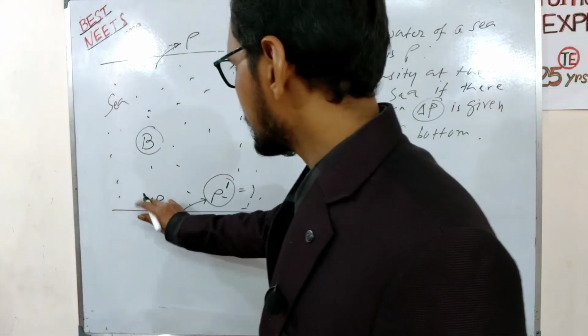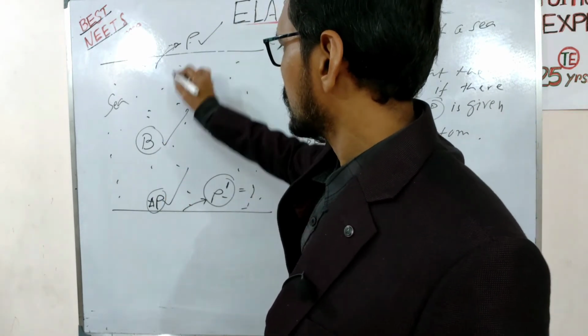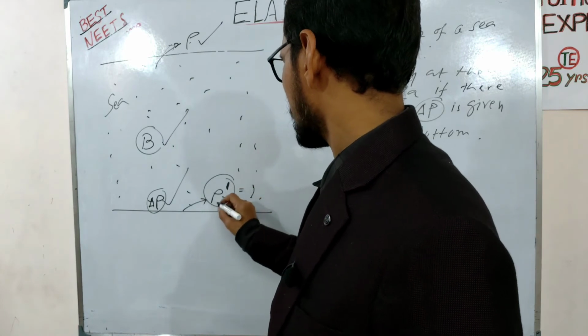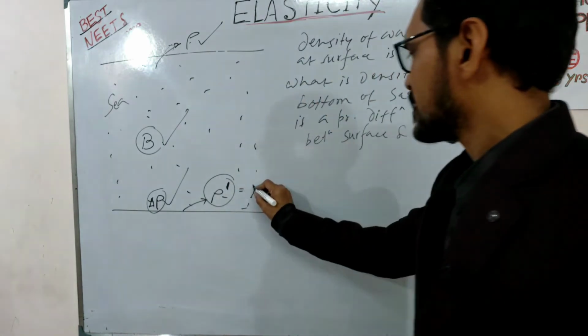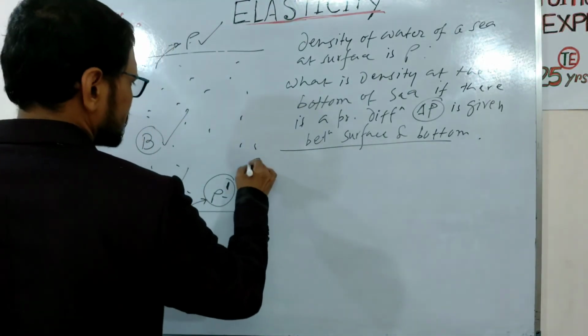Pressure difference del P is given. This is given. Rho B del is given. Now rho dash, that is, what is the density of water at the bottom surface? What is the solution to this problem?